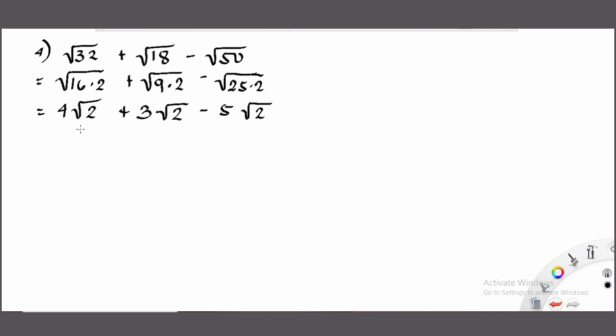Now, since they are already simplified, mapapansin natin na pare-parehas na ang radicands. So, we can combine them all. So, let us combine. We have 4 plus 3. That will give us 7. 7 minus 5. That is equal to 2. And then we will just copy the square root of 2. So, this is the final answer.